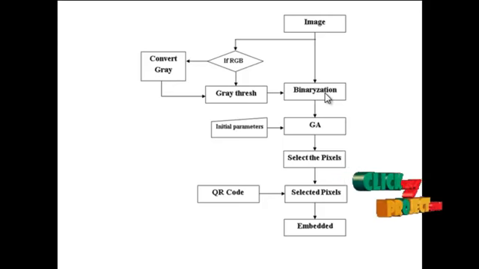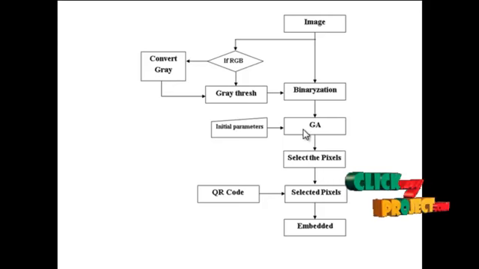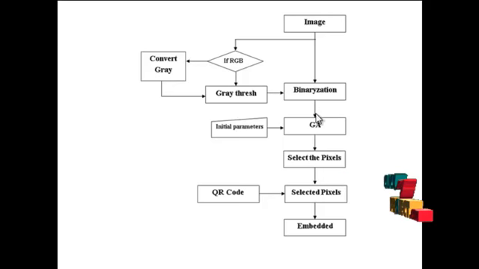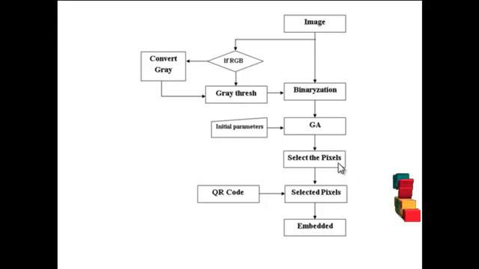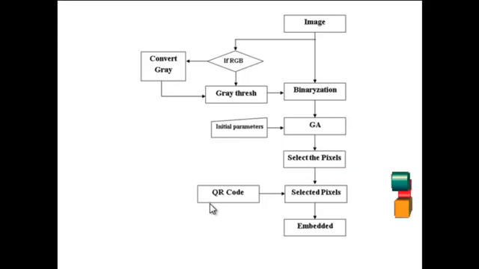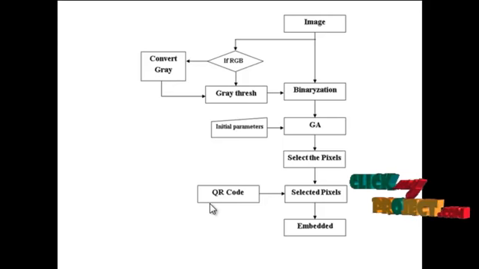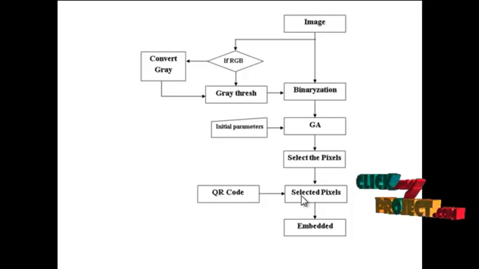This helps to select the pixels for QR code embedding. Then we set the initial parameters for the GA manually, and the GA selects the pixels by using the binarization image and chooses the pixels from the color image. After the pixels are selected, the QR code will be embedded based on the selected pixels. The QR code is generated using an online normal QR code generator. After the QR code is generated, it is embedded in the selected pixels.